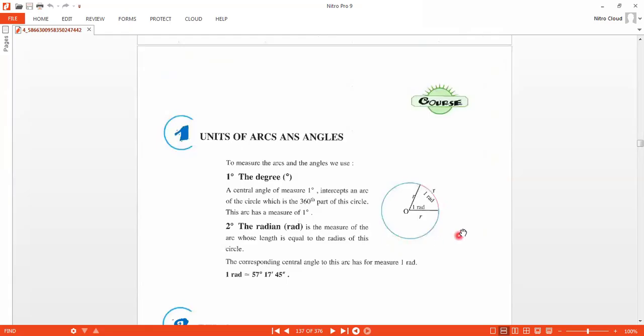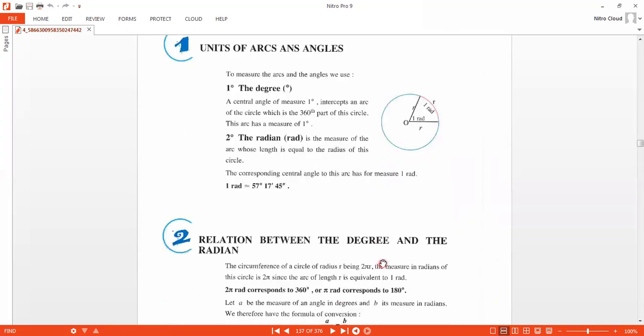Let us start first. You have to know that in a circle, I have two units of measuring the angles. It's either the degree or the radian. When you talk about degrees, you start from 1 degree until you reach the 360 degrees. The radian, it's the measure of the arc whose length is equal to the radius of the circle. So the measure of the arc is equal to the radius. It's not equal to a central angle.